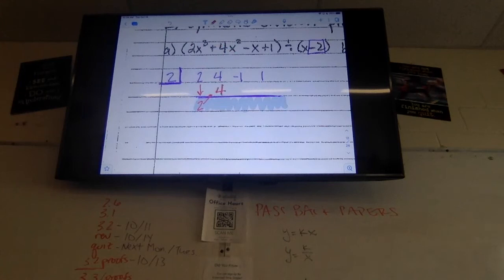Sometimes we get here and we're like, oh, do I add, do I subtract? I don't remember. Do whatever the sign is. So if this is a positive 4, I'm going to add them. So 4 plus 4 is 8. 2 times 8 becomes 16. Again, add them. So that becomes 15. And then last, 2 times 15 is 30. 1 plus 30 is 31.